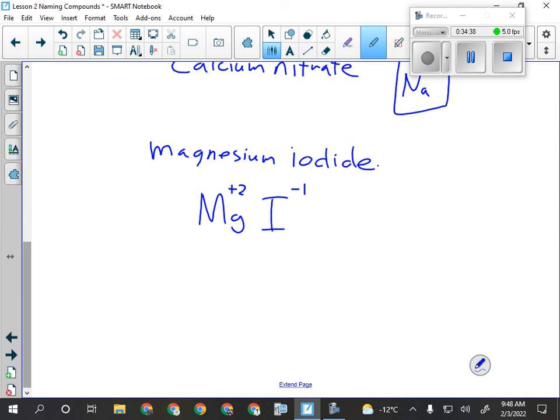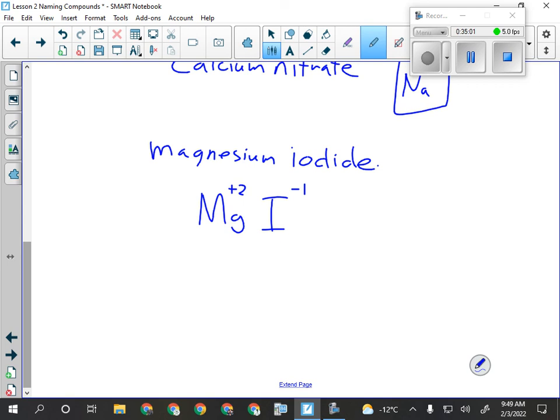Okay. Here's where I do the drop and swap. When I write an ionic compound, I need to make sure that there's the same number of positive and negative charges, right? It has to add up to 0. All the electrons have to work out. So if I've got a magnesium with 2 positives and iodine only has 1 negative, I'm going to need how many iodines? 2.